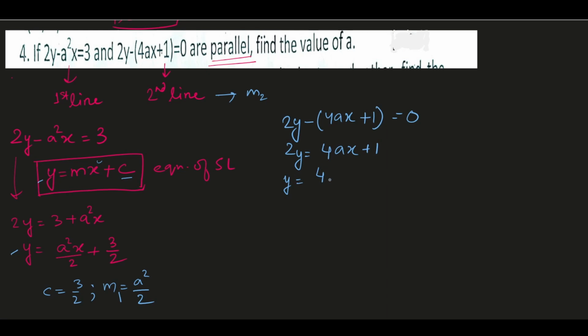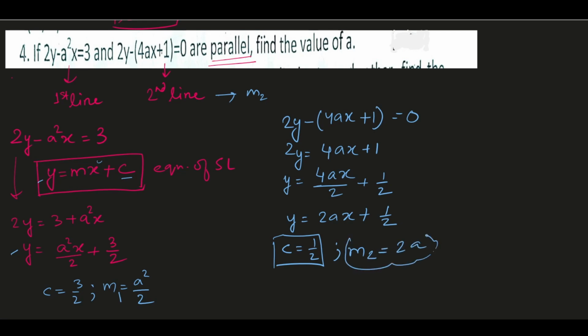Y is equal to 4ax divided by 2 plus 1 divided by 2. Y is equal to 2ax plus 1 by 2. Here c is equal to 1 by 2, and m2, the slope, is equal to 2a. So this is what we need here.